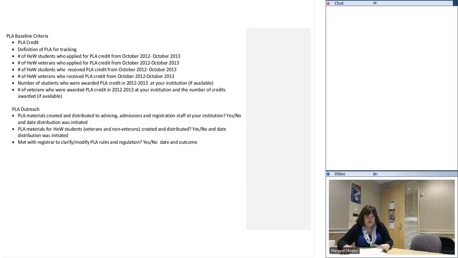And so what we'll do is we'll do just like we've done for the others. We'll go through each bullet point and decide whether or not we all agree that it's baseline criteria that we want to include. So the first one we have is PLA credit. And that seems like a pretty good criteria that we want to include. Is there any discussion on that? Anybody have any comments or thoughts?